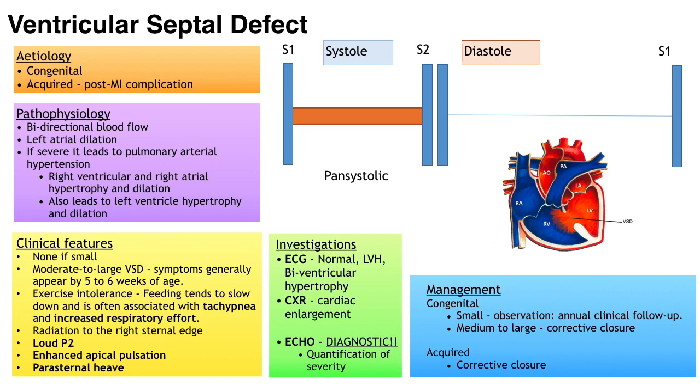In terms of management, if it's a small defect, then they may need observation and annual clinical follow-up with the echocardiogram. However, if it's medium to large, they will need a corrective closure, and this is the same for acquired ventricular septal defect. They will need that corrective closure.